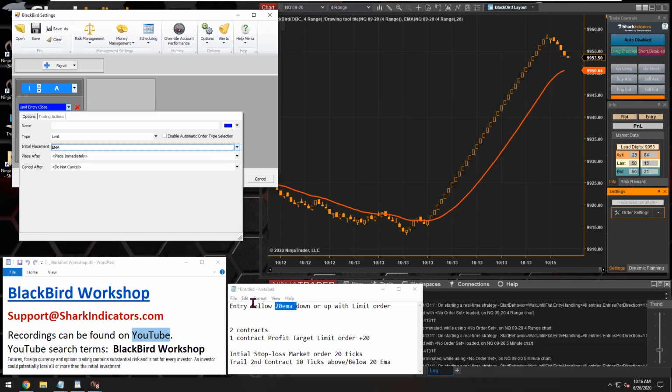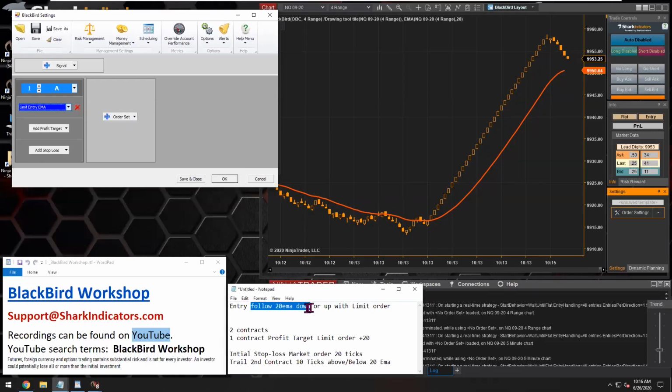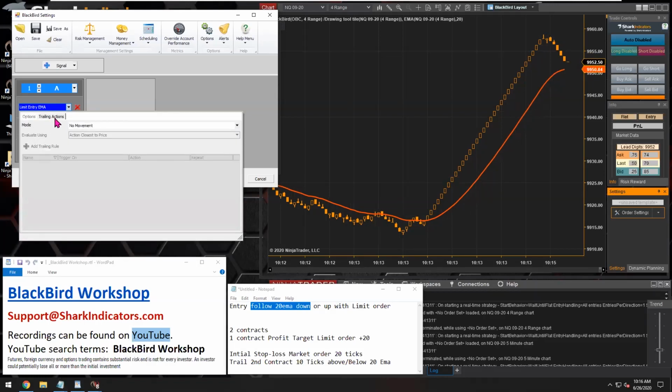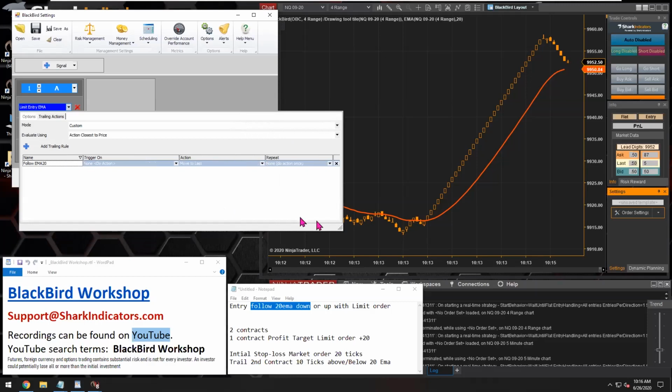And so now if we want our entry to follow the indicator, then we need to switch over to the trailing actions tab here. And let's set the mode to custom so we can create ourselves a custom trailing rule. And so now let's add our trailing rule here. And let's give this a name. All right, so we'll follow the EMA20.